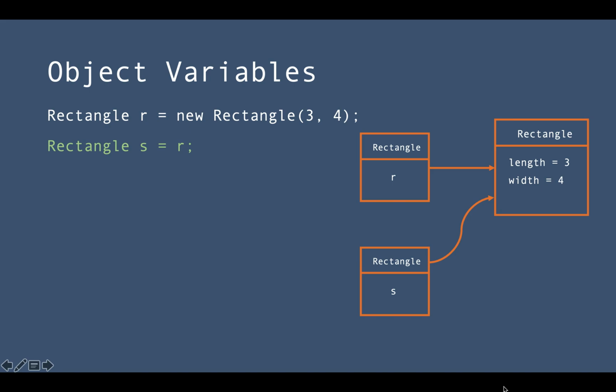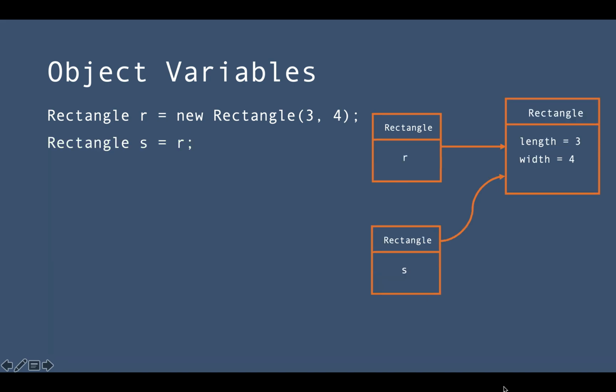Pretty interesting. Okay, so if I was to ask you, how many object variables are there now? There would be two object variables. R and S are both object variables. How many objects are there? There's just the one object, right? That rectangle with a length of 3 and a width of 4.